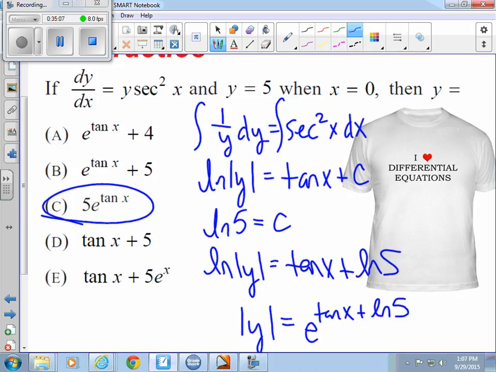Any questions? Okay, you have your homework. Finish that differential equation worksheet tonight. You can do domain now. Any questions about domain or differential equation?